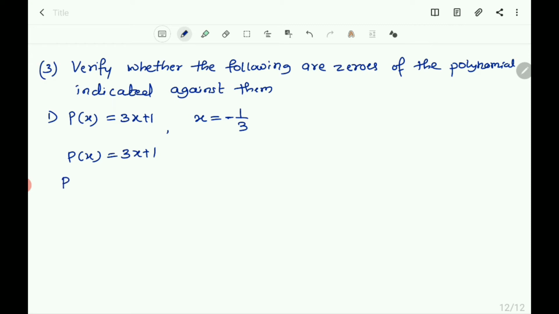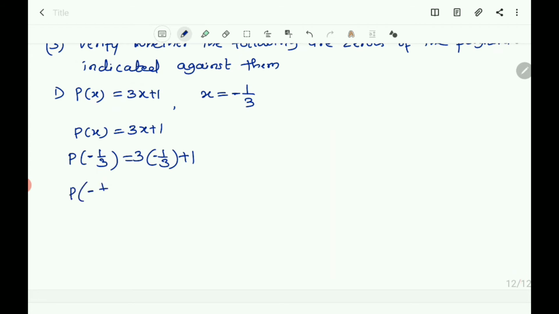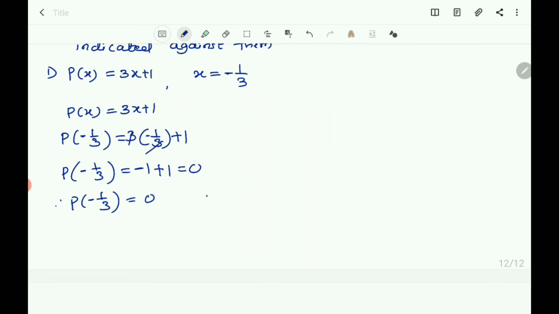Then what we have to find out? P of minus 1 by 3 is equal to 3 into x, you put minus 1 by 3, plus 1. At x equals minus 1 by 3, P of minus 1 by 3 is equal to 3 cancels here. What is remaining? Minus 1 plus 1, which is equal to 0. Therefore, P of minus 1 by 3 is equal to 0. Therefore, x equals minus 1 by 3 is a zero of the polynomial in x, P of x.